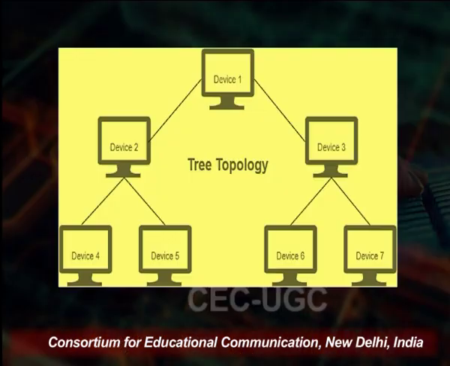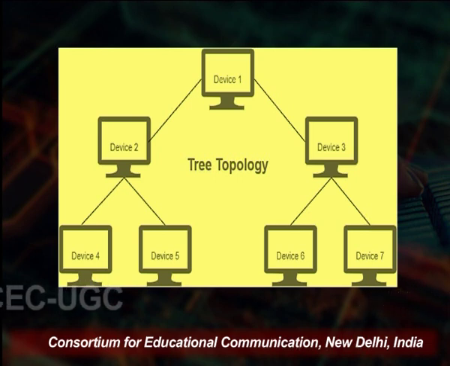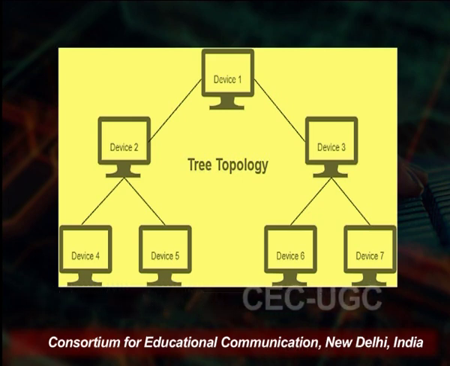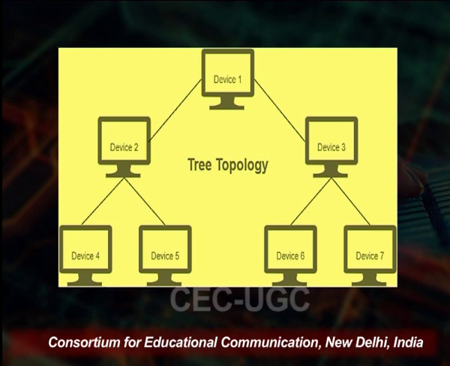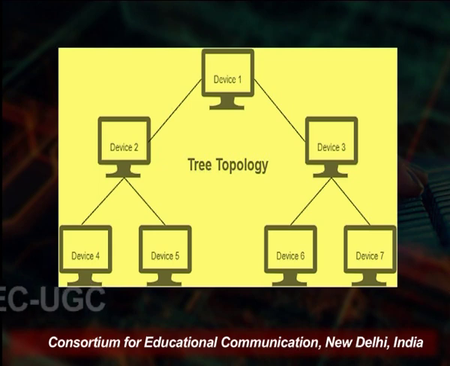So, tree topology, if you want to have a look, here is the tree topology which is available on the screen. We have a device 1, on the next level it is having device 2 and device 3, and on the next level devices 4, 5, 6, 7 are present, and here you can witness a tree-like structure. So, let us explore more about this tree topology.